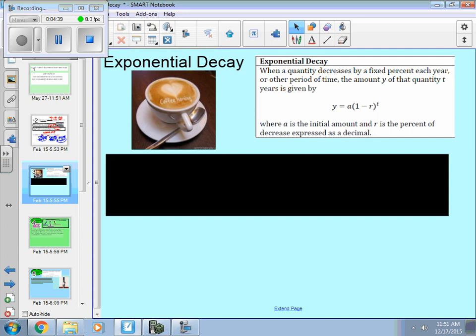When you're decreasing over time, with your fixed percent, you want to subtract that percentage from 100. So this 1 minus r here is really saying 100% minus whatever percent you are decreasing, r percent. And as a decimal, that would be 1 minus whatever your percentage is as a decimal. So you're putting that in for your multiplier.